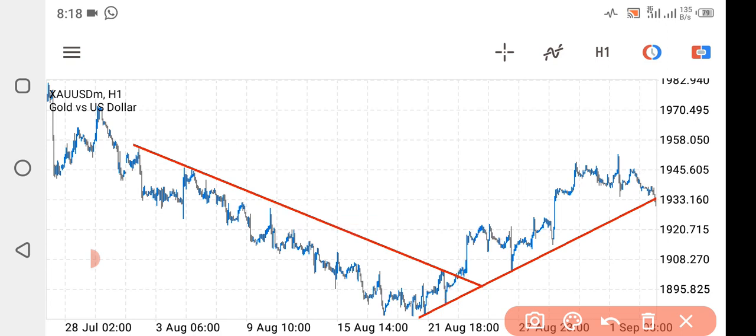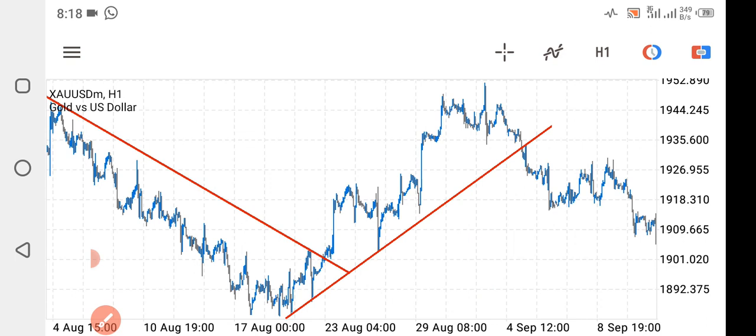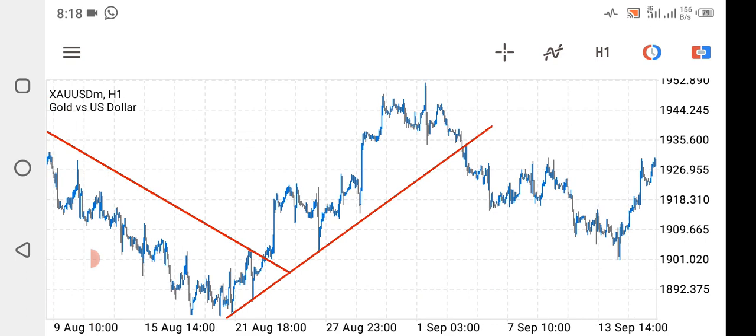And as you guys can see, the market broke and then hit this take profit at this level. So simple. Let's go over to the next example. Look at this example. Look at this now.